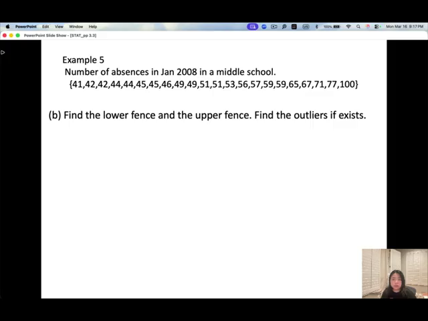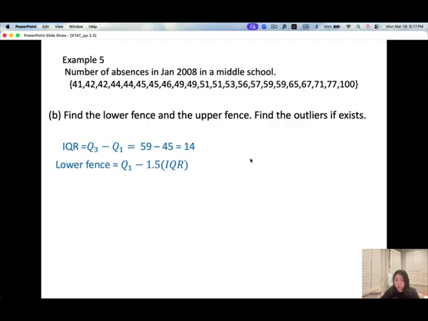And then part B, find the lower fence and the upper fence. Find the outlier if it exists. So first, find out the IQR: Q3 minus Q1. You should get 14. And then the lower fence will be Q1 minus 1.5 times IQR. I want you guys to try. Find out the lower fence and the upper fence.